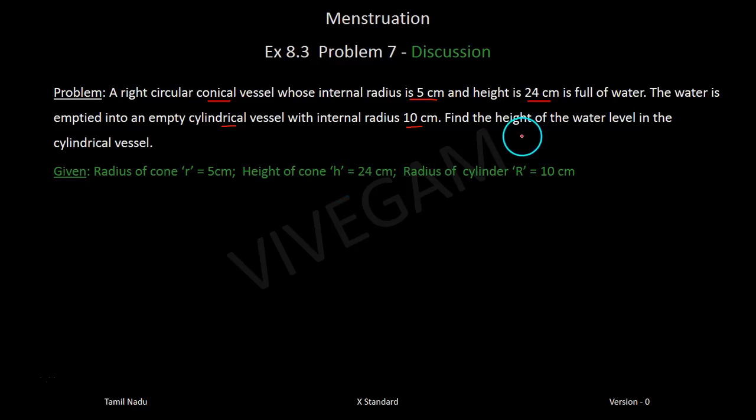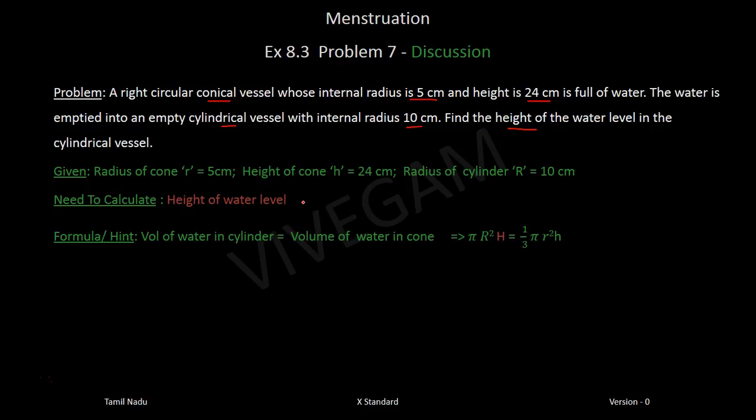Next, let's find out what is asked. We are asked to find the height of the water level in the cylinder. Height of the water level in the cylinder is what they are asking us to calculate. So the key is the volume of water in the cylinder equals the volume of water in the cone. It's just getting transferred from cone to cylinder.